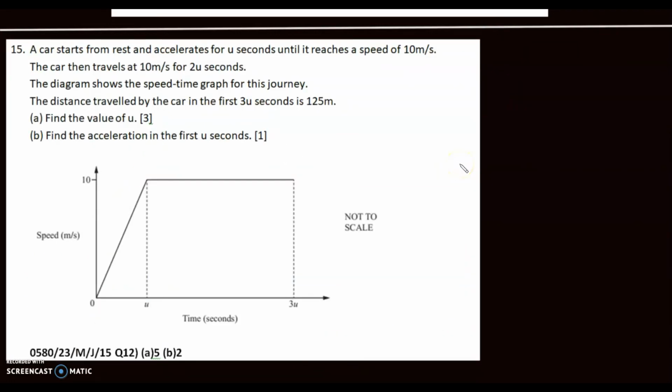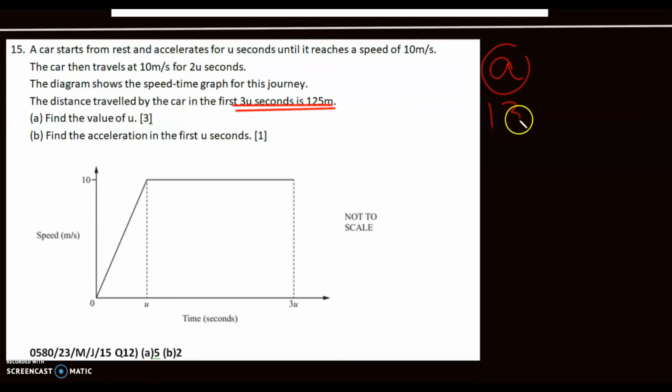The next question. A car starts from rest and accelerates for u seconds until it reaches a speed of 10 meters per second. The car then travels at 10 meters per second for 2u seconds. The diagram shows the speed time graph for the journey. The distance traveled by the car in the first 3u seconds is 125. So we will build our working on this. Part A, we need to find the value of u.